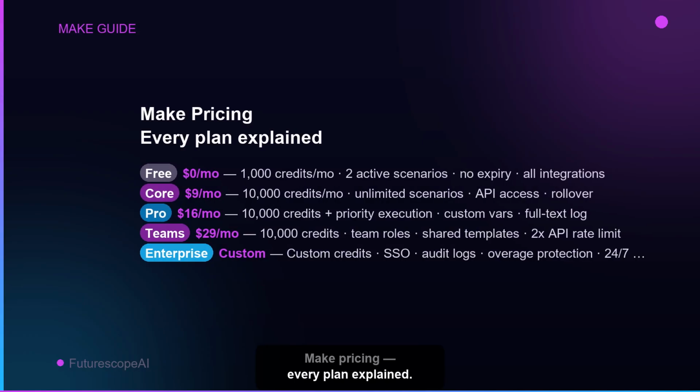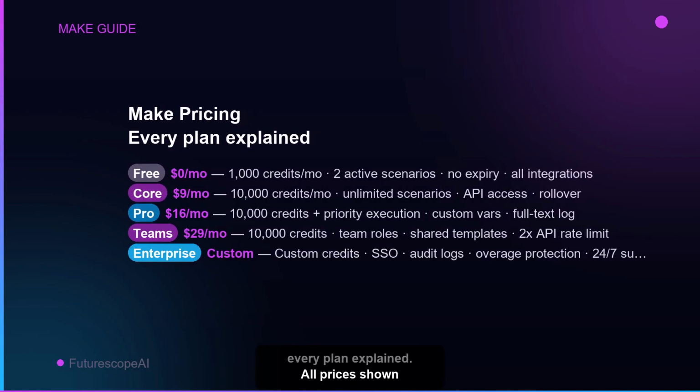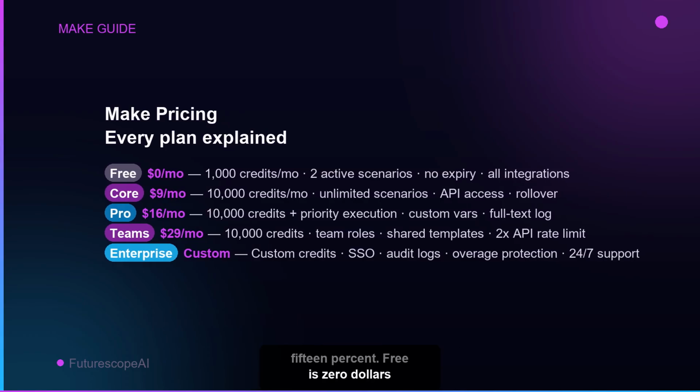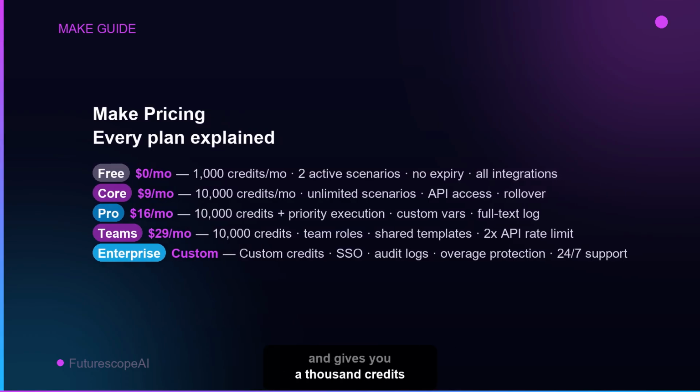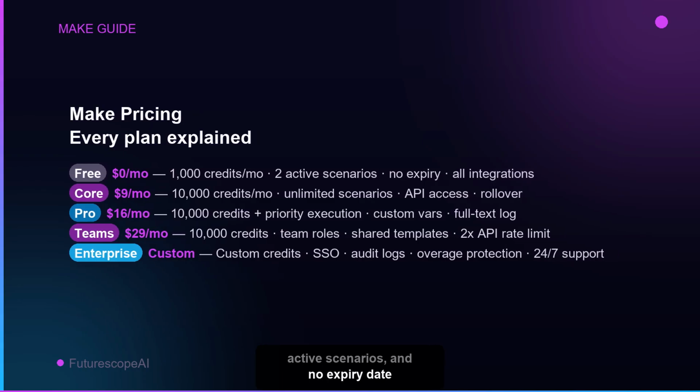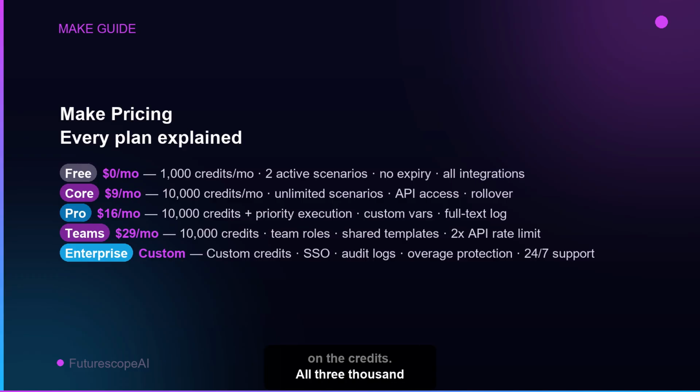Make pricing, every plan explained. All prices shown are annual billing, which saves approximately 15%. Free is $0 and gives you 1,000 credits per month, 2 active scenarios, and no expiry date on the credits. All 3,000 integrations are available. This is a genuine functional free tier, not a time-limited trial.